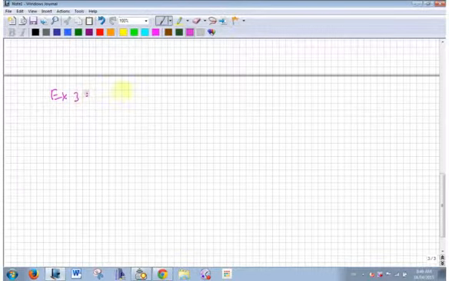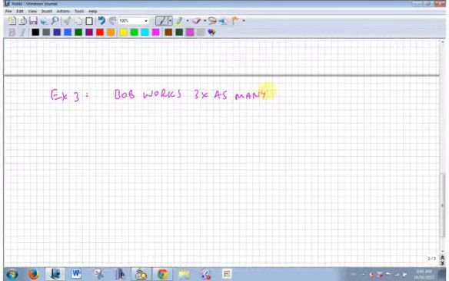Example 3. Bob works 3 times. Hey, are these words, guys? Ooh, does that mean it's a word problem? Excellent.